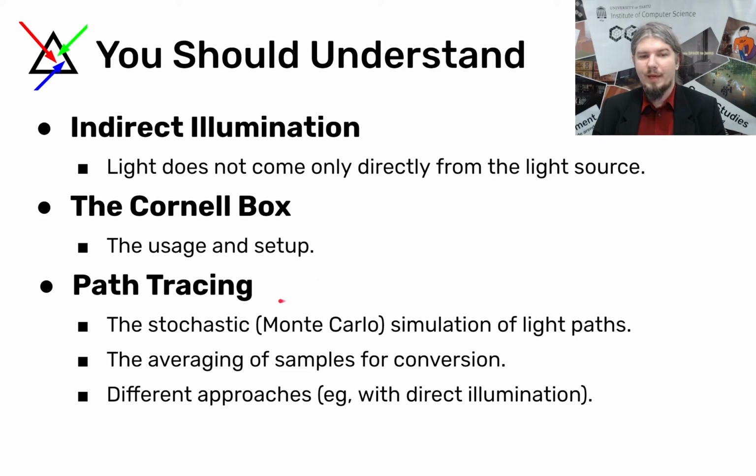And you learned about path tracing, so this stochastic or sometimes called Monte Carlo simulation of the light paths. We take a bunch of random samples, we average them together, and this hopefully converges to the ground truth. Of course, there are different implementations and approaches for this. The one we looked at here was with this direct illumination contribution.